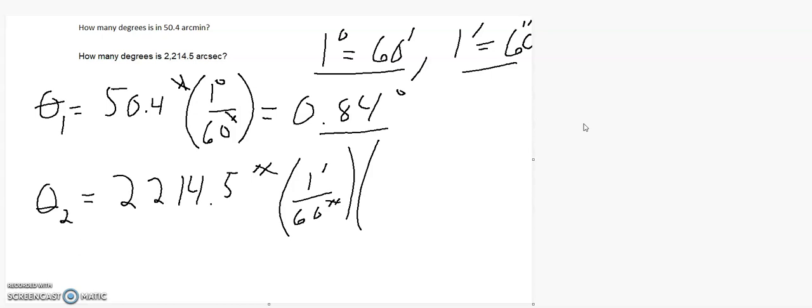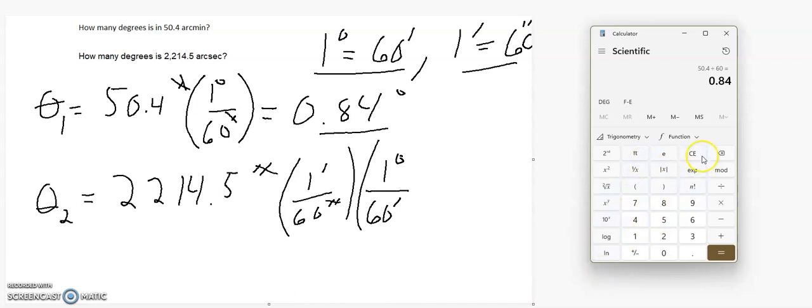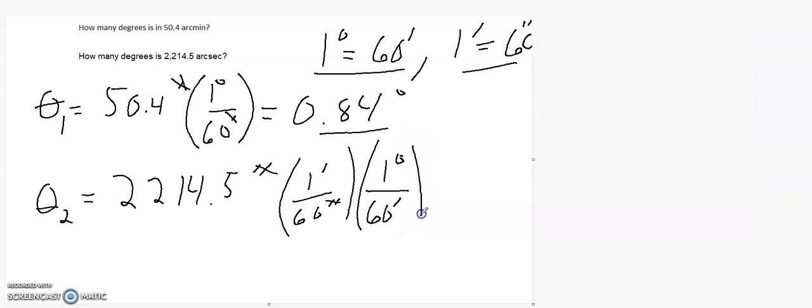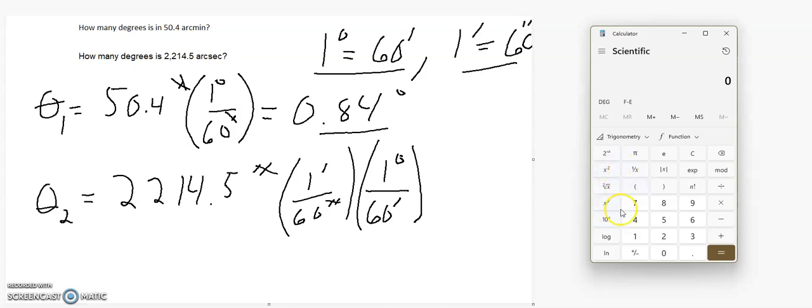So we got 2,214.5 arc seconds. So we convert arc seconds to arc minutes, and then we know that 1 degree is, of course, 60 arc minutes. All right, so let's get our calculator out. We'll clear this. And I should close the parentheses right there, just to be technically correct. All right, so here we go.